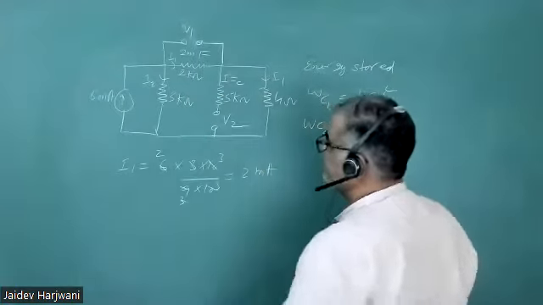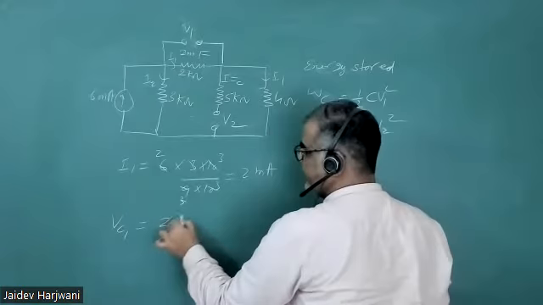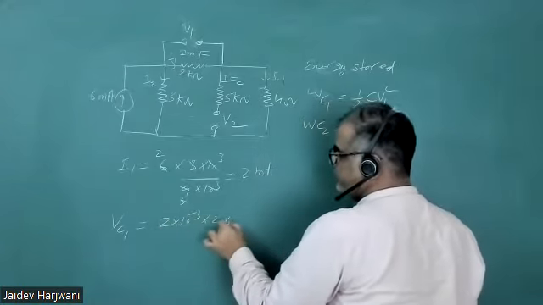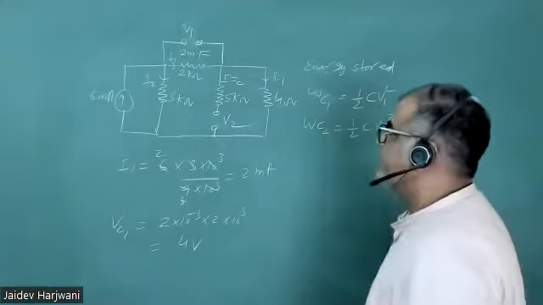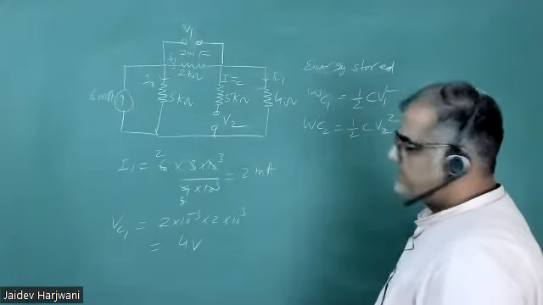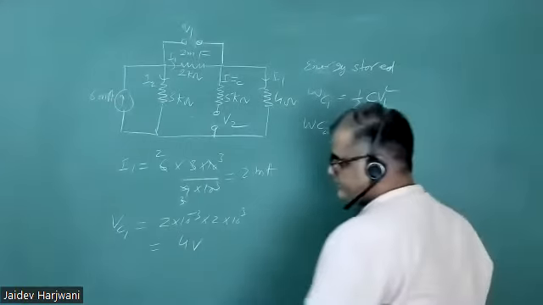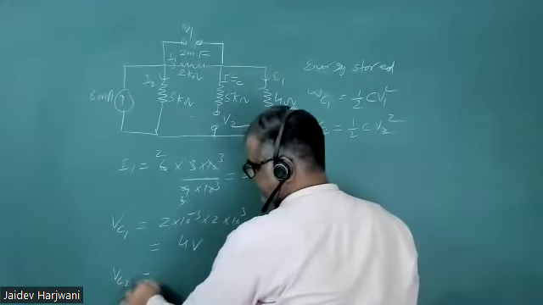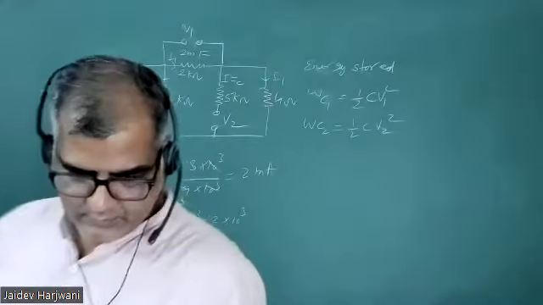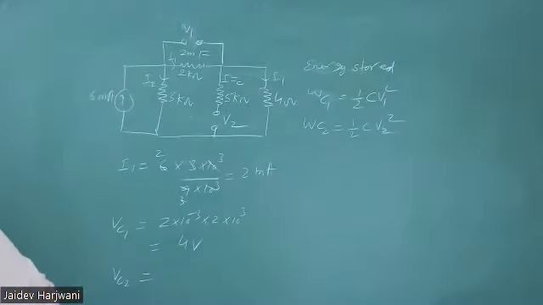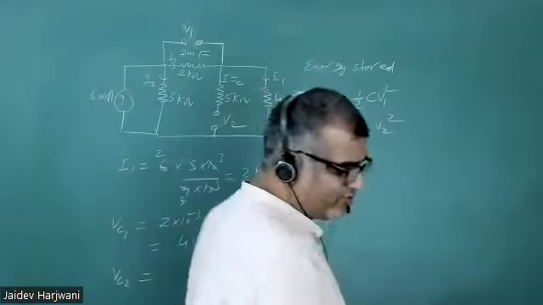तो यहाँ पे voltage कितना आ जाएगा? So voltage across capacitor 1 will be 2 milliampere into 2. That will be your 4 volt. Okay. Now what will be the second? VC2. What is VC2? So VC2 is like same like what is voltage across 4 ohm.